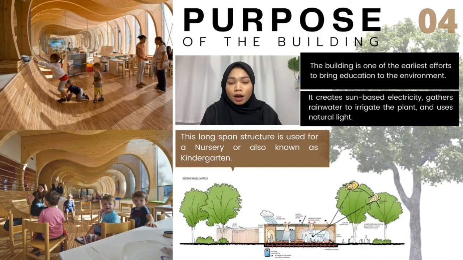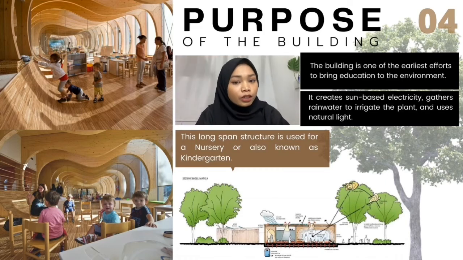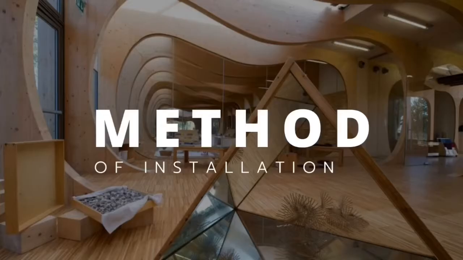As for the purpose of the building, as we already know, long span buildings such as portal frames are commonly used mostly for sporting complexes. Different from the case study that we have chosen, this long span building is for a nursery, also known as kindergarten. This building is one of the earliest efforts to bring education to the environment. It creates sun-based electricity, gathers rainwater to irrigate the plants, and uses natural light.